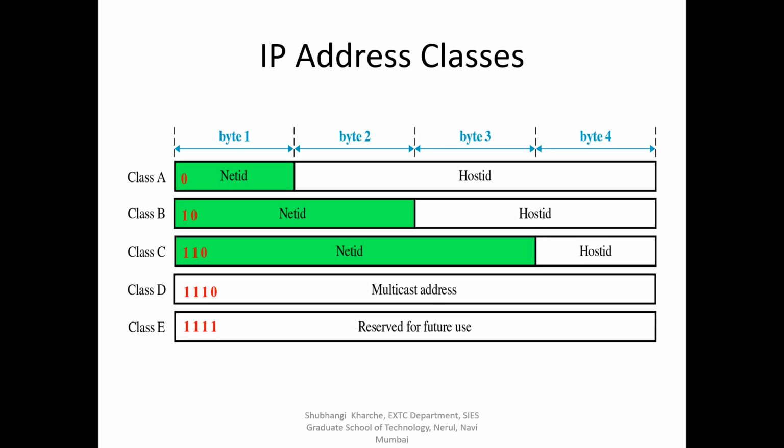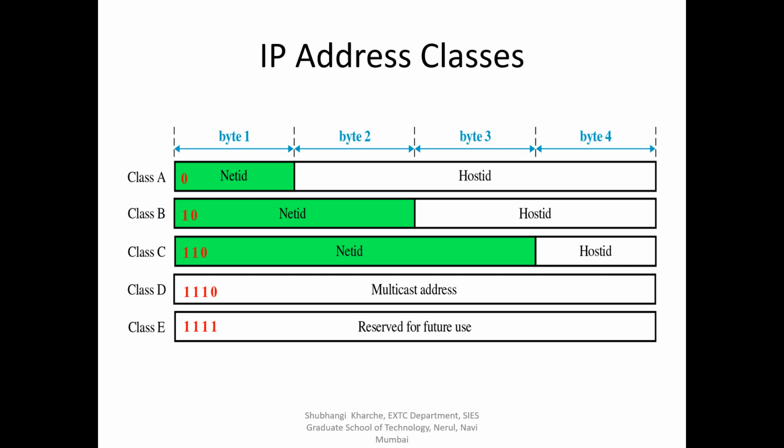Now let us see what are the prefix bits for different classes of IP addresses. In class A, there is only one prefix bit, which is set to 0. So if the first bit of an IP address is 0, it belongs to class A. If the first two bits are 10, it belongs to class B. If the first three bits are 110, then the IP address belongs to class C.